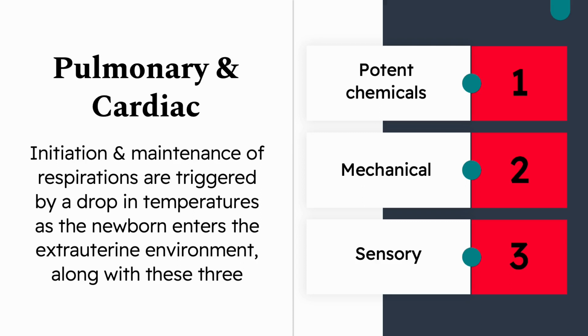The initiation and maintenance of respirations are triggered by a drop in ambient temperatures as the newborn enters the extrauterine environment, along with potent chemical triggers as a result of hypoxia, hypercarbia, and acidosis. There may be mechanical triggers such as vaginal squeezing, infant crying, and sensory triggers.